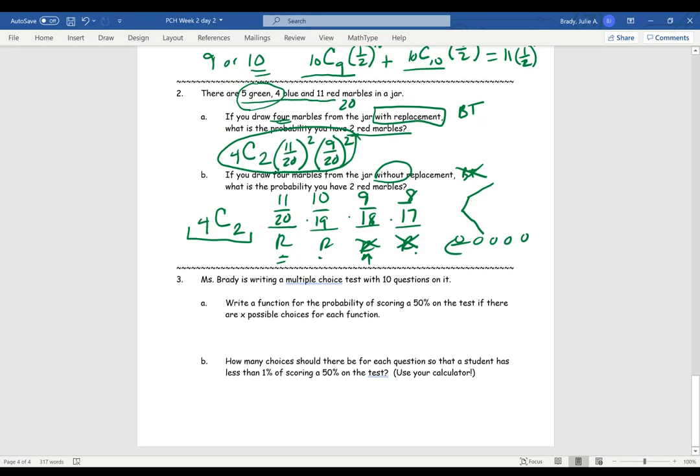Okay, let's do the last one. I don't know why this is showing for you.